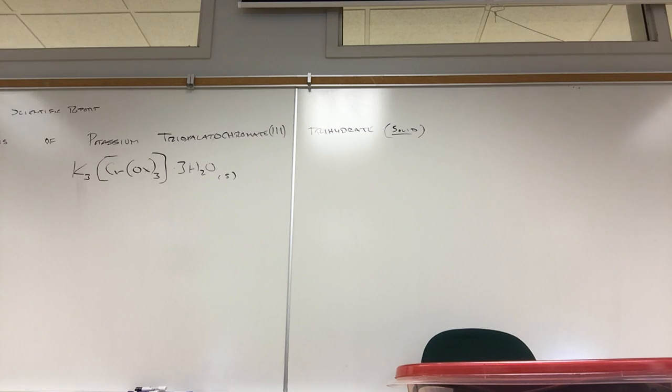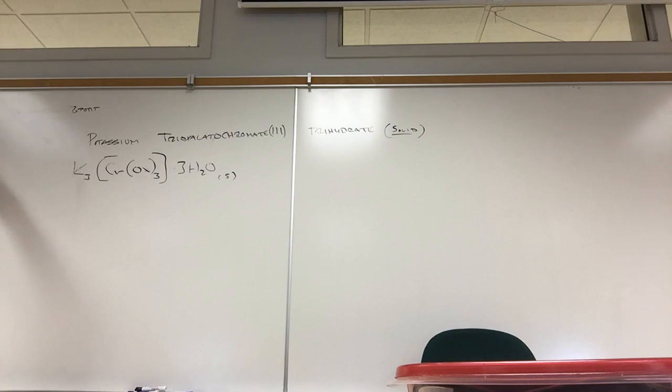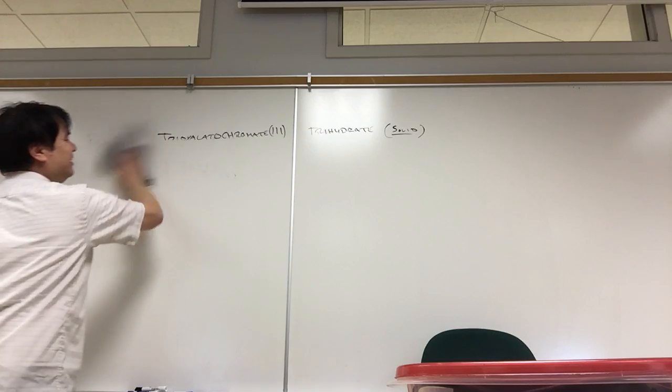Well, anyway, we're going to start off. What are we going to make this from? Well, we're going to make this from potassium dichromate, right? And oxalic acid and potassium oxalate. And so let's take a look at the synthesis, the steps in the synthesis.